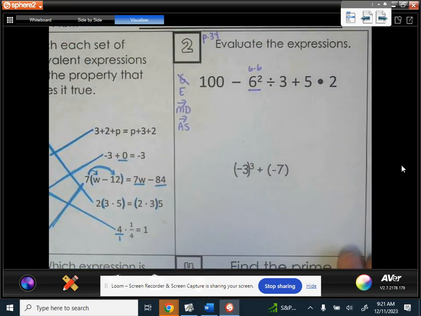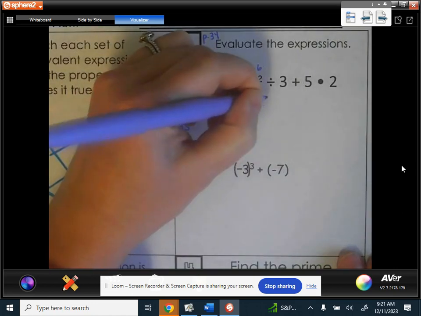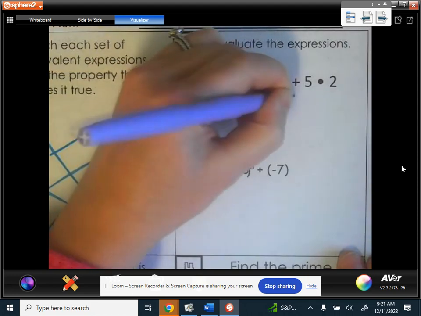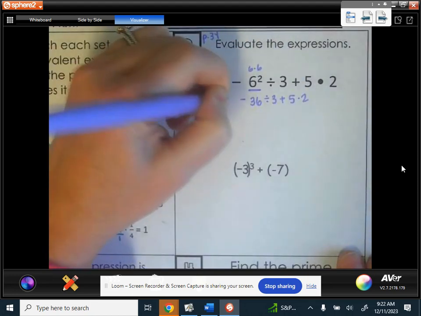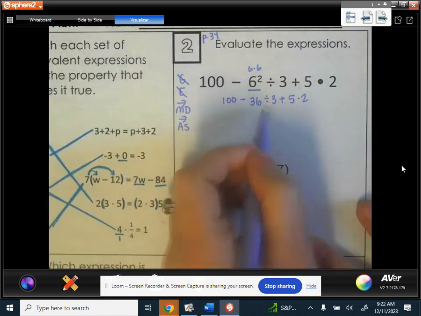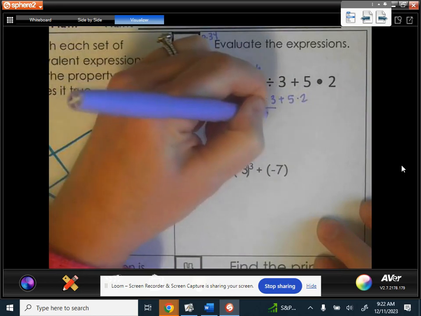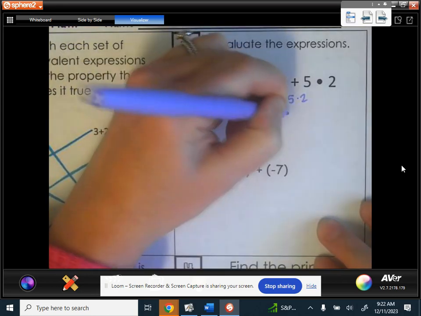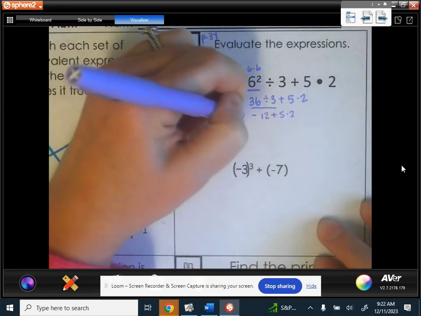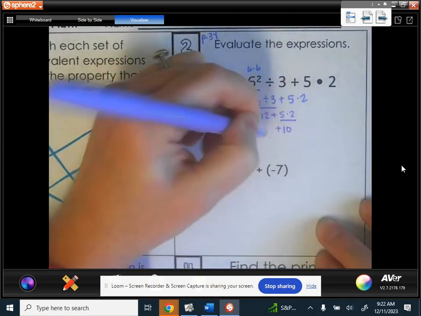So 6 to the second power means 6 multiplied 2 times. 6 times 6 is 36. I'm going to keep everything else the same. So I'm done with exponents. Now we multiply and divide from left to right. So I'm going to do this one first because it's on the left. 36 divided by 3 is 12. We're still on the multiplication and division step, so I'm going to do 5 times 2, which is 10.